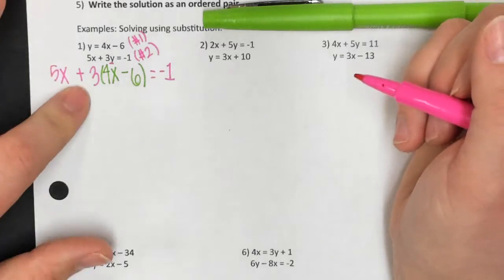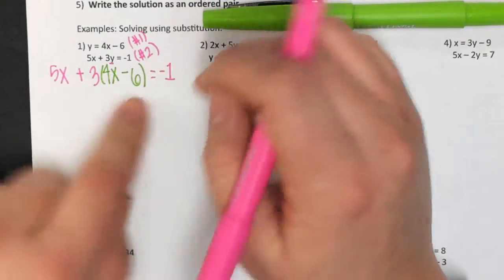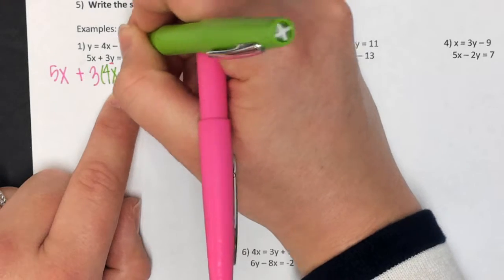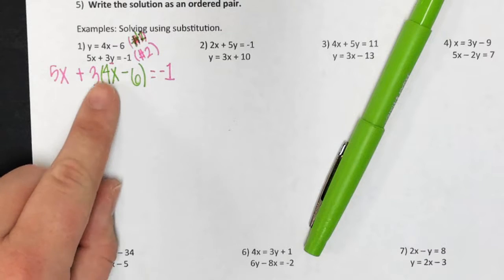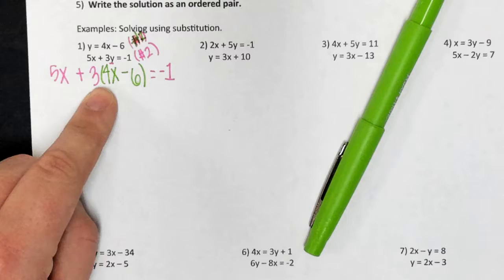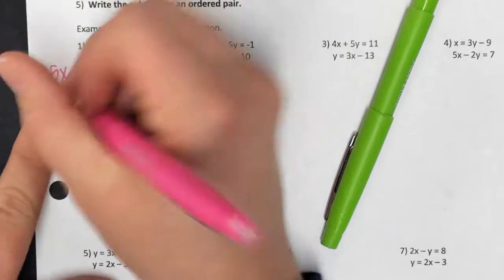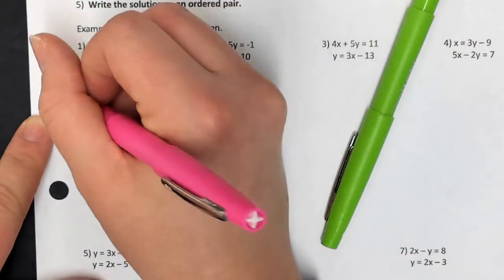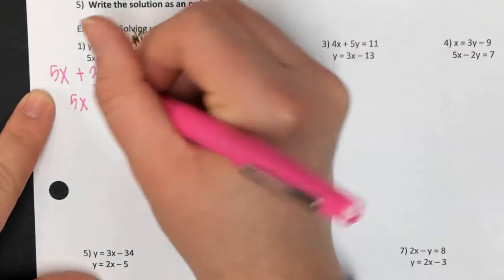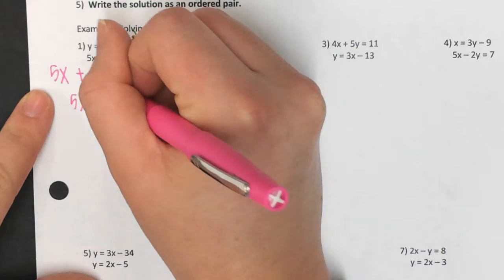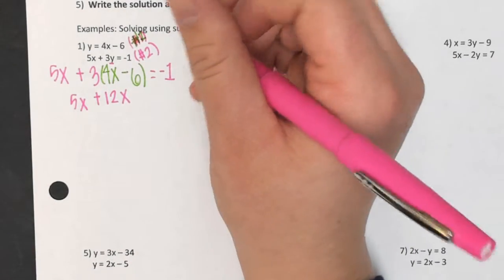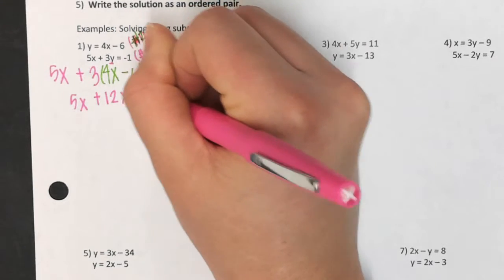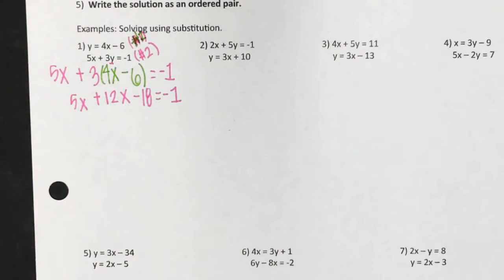Okay, so now that you've substituted that in, the green was what I took from equation number 1. Now we need to solve for x. This is just like solving a multi-step equation. What do you do first? Distribute. PEMDAS, distribute your parentheses. So we'll have 5x, don't forget your 5x, plus 3 times 4 is 12x. 3 times negative 6 is negative 18 equals negative 1.